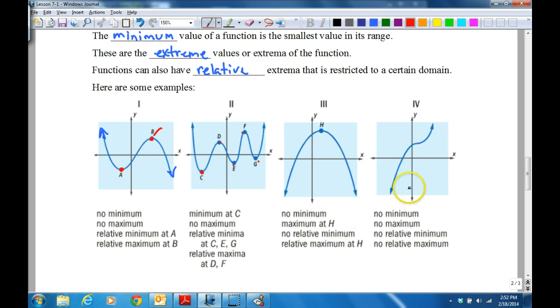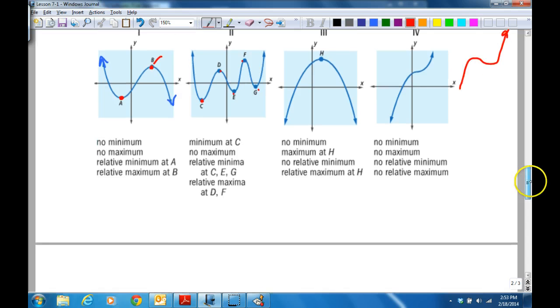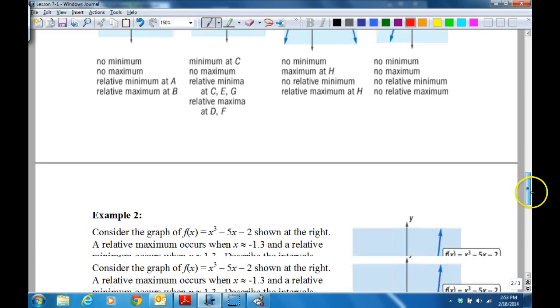Okay. This one has no max, no min, no relative. Although, I think if you were to zoom in on this and really zoom in, it would do something like this. I would argue it does that. Okay. But from this appearance, it doesn't. This is a cubic, so it really should have a relative minimum and a maximum. Okay. Any questions on that? All right, you guys are doing great.